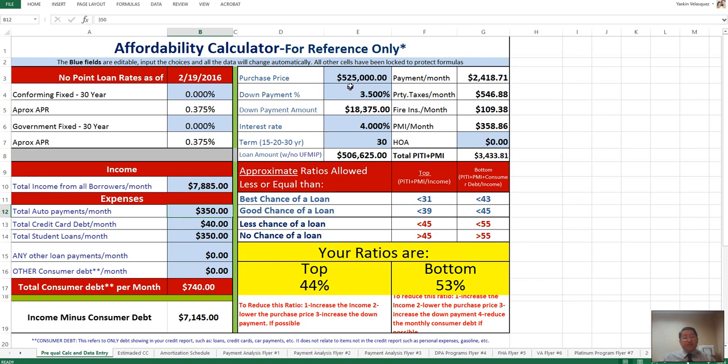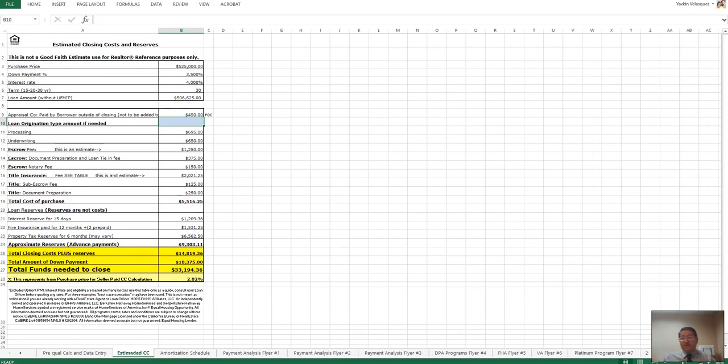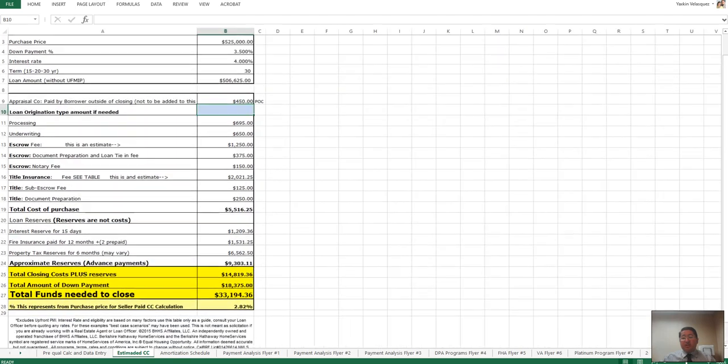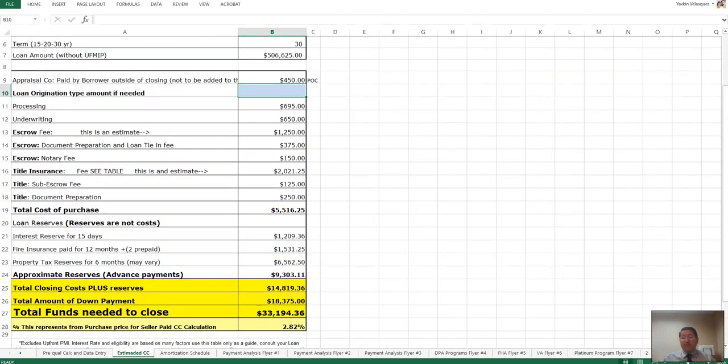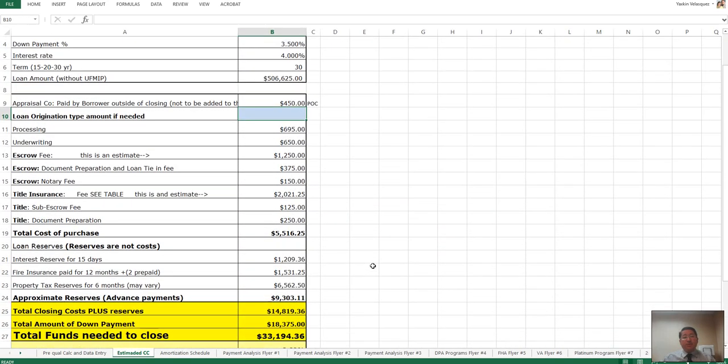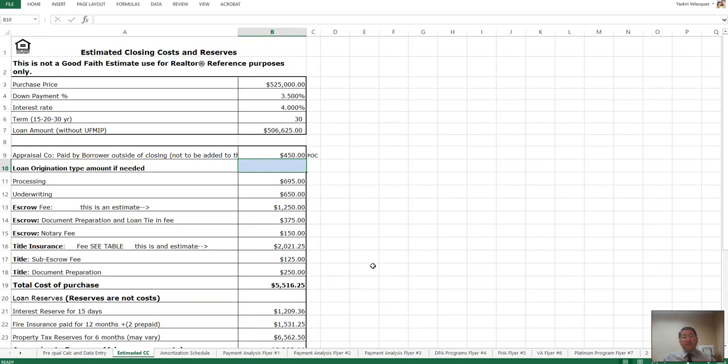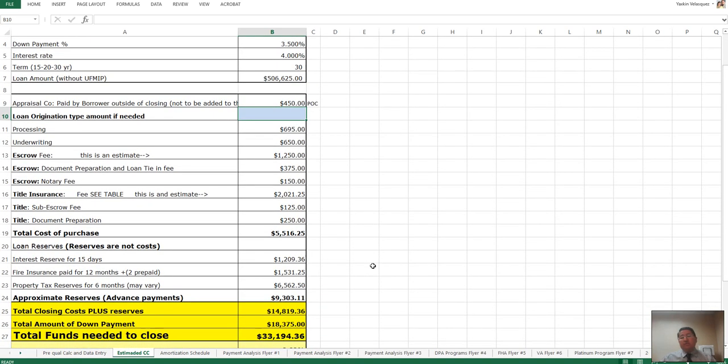Once you have input the numbers here, there's another thing that I'm going to give you, which is the closing cost estimate. Once again, this is not a good faith estimate. This is just an estimation of closing costs and down payment that you can use as a reference point. Please consult your loan officer in regards to this, but this will give you a fairly good idea how much your closing cost is going to be.